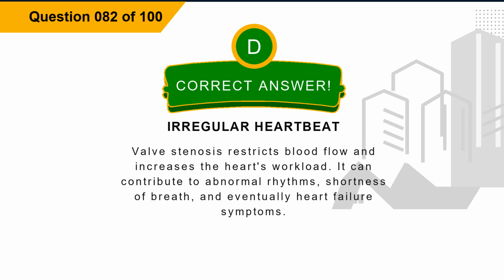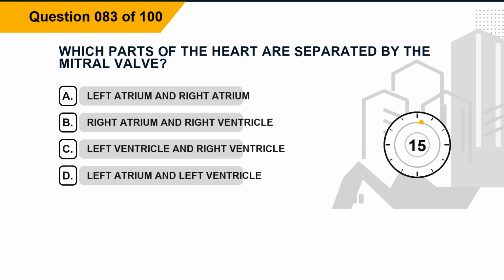Irregular heartbeat. Explanation: valve stenosis restricts blood flow and increases the heart's workload. It can contribute to abnormal rhythms, shortness of breath, and eventually heart failure symptoms. Question 83. Which parts of the heart are separated by the mitral valve?